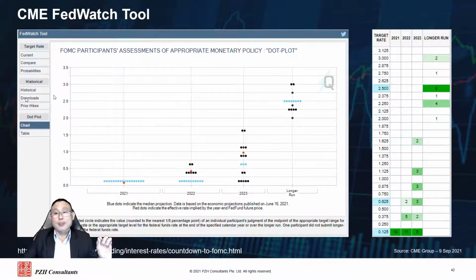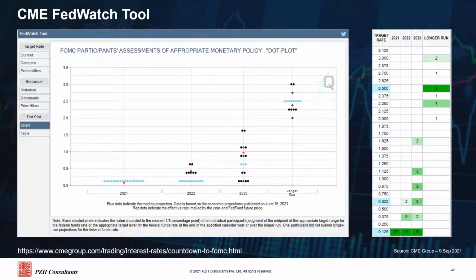So you can see each dot represents one particular governor's view. All right, so this is the CME FedWatch tool. I highly urge everybody to go to the website and take a look if you have not done it before. It is really a very powerful tool that even professionals like myself used when I was trading for the banks.